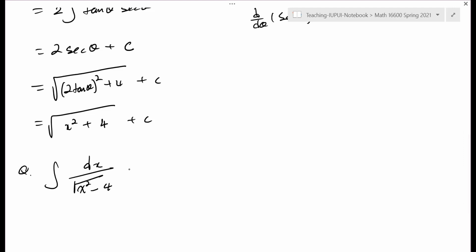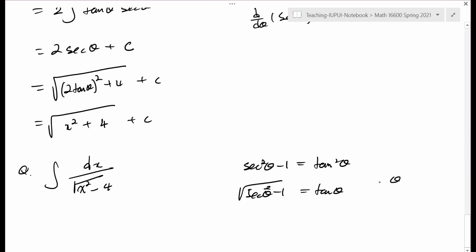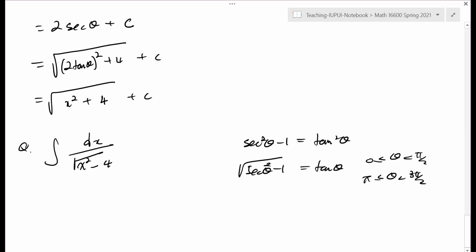Then we recall the formula. We have secant square theta minus 1 is going to be tangent square theta. So therefore, the square root of secant square theta minus 1 is going to be tangent theta. But remember, we have the definition of it: theta is greater than pi and less than 3 pi over 2. Tangent theta is going to be positive here.